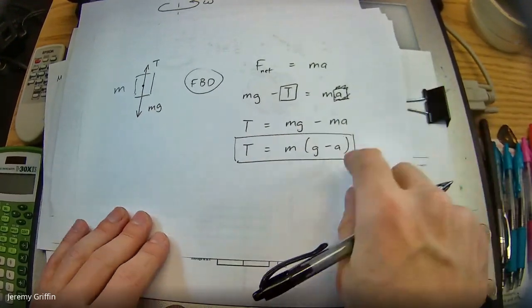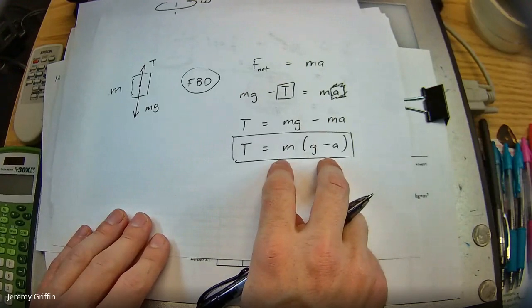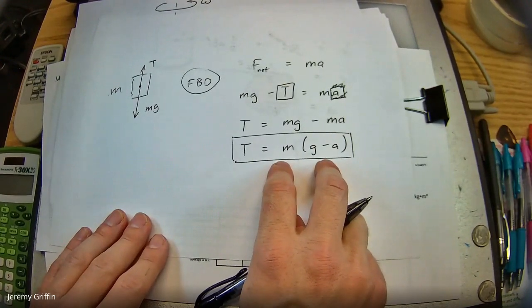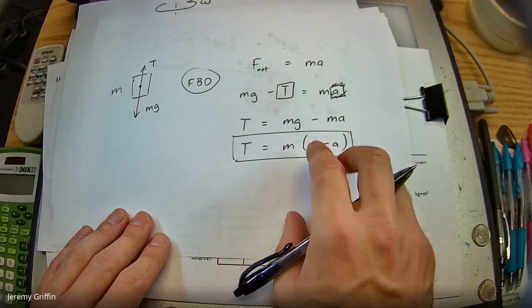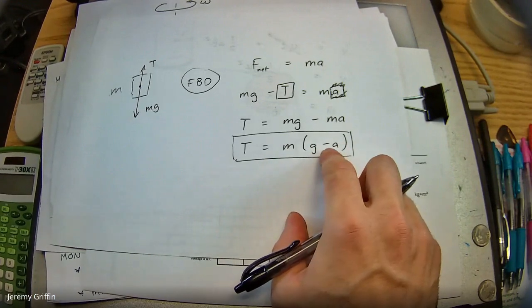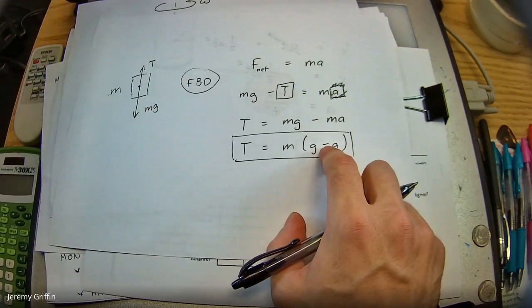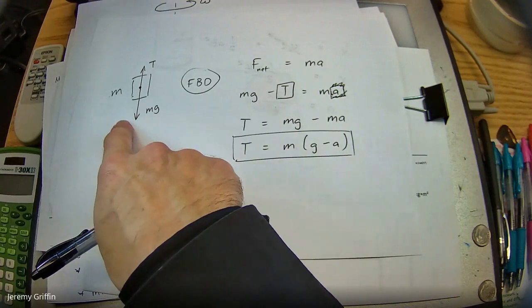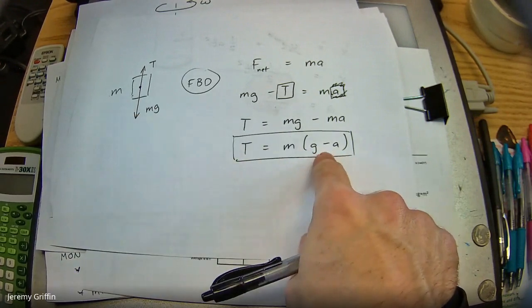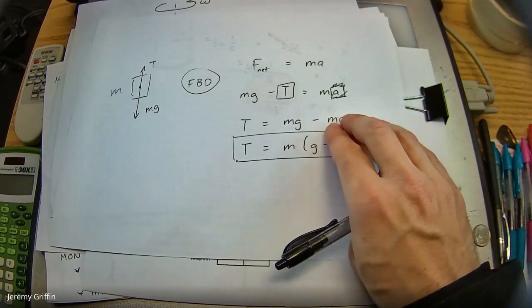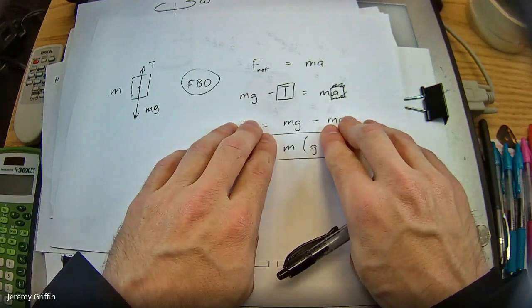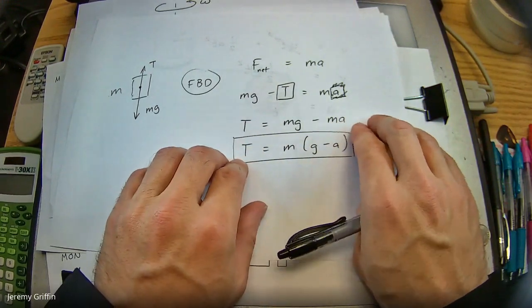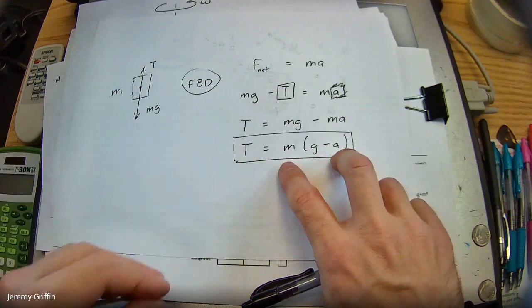Oh, hey, you guys have seen this before. You guys remember tension in an elevator cable? Remember tension in an elevator cable is m times g plus or minus a? If it's accelerating up, you do plus here. If it's accelerating down, you do minus here. Hey, and that's exactly what we got. This is sort of like an elevator accelerating downwards. The tension is a little bit less than the weight. The weight is mg. The tension is a little bit less than that because there's a little bit of slack in the line so that it can accelerate down.